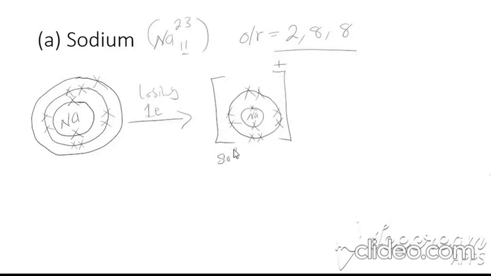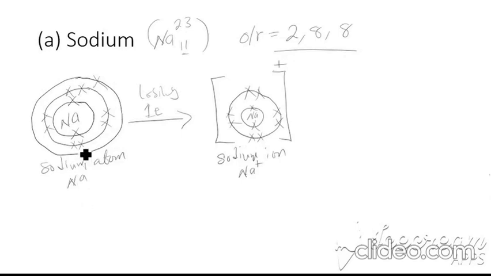This is a sodium ion. The symbol is what? Na plus, like that, meaning it has lost what? 1 electron. And then this is sodium, this is a sodium atom. So have you seen the difference between a sodium atom and an ion? And then the symbol is just Na, like that.